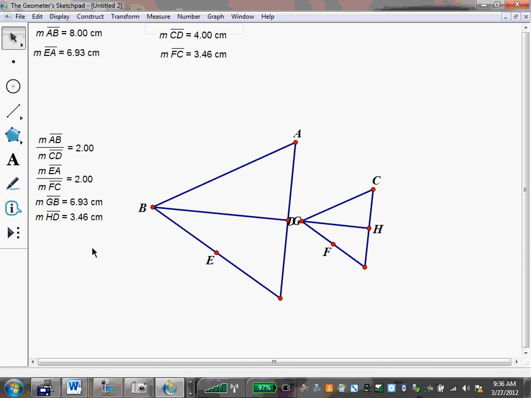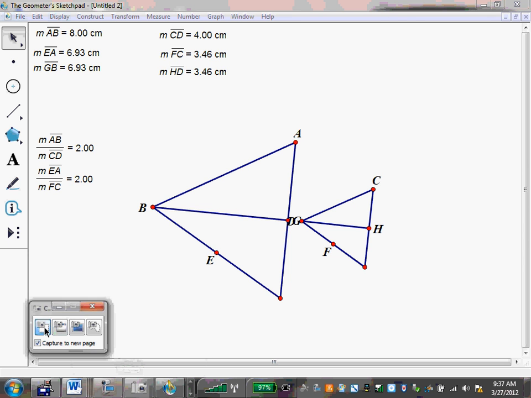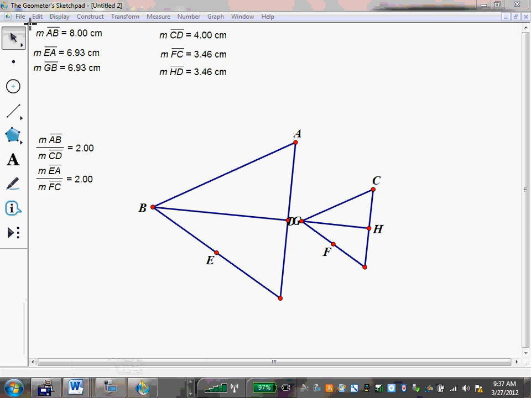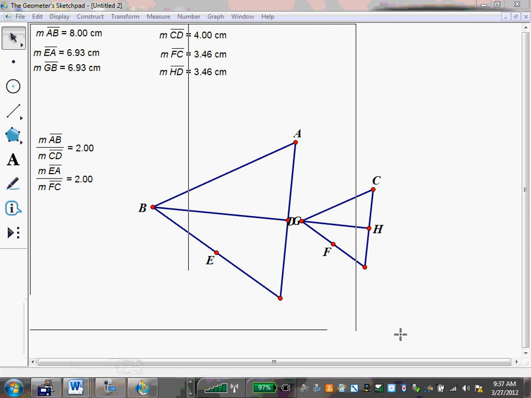So I am going to put DH over here under this list, and then I am going to put GB here. Notice they're the same. So my angle bisectors, because I'm with equilateral triangles again, are the same length. So guess what the ratio is going to be? It is also going to be 2. I am going to screenshot this and make sure that it's in our notes, and I want you to fill in the conjecture.